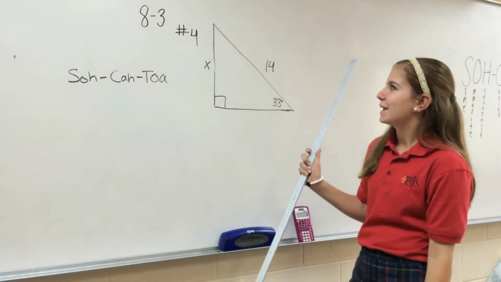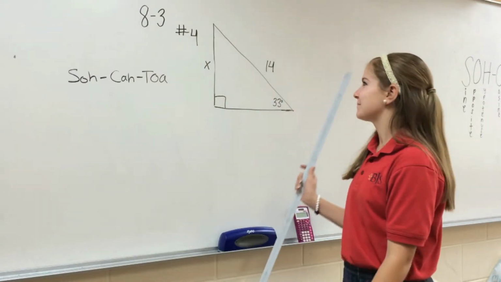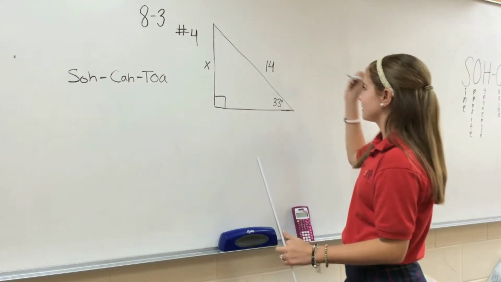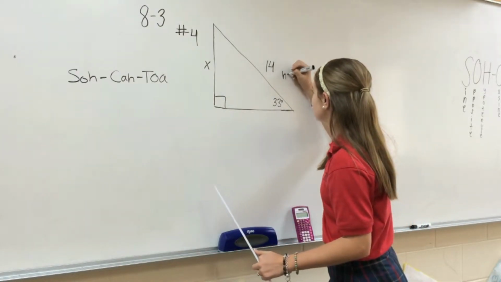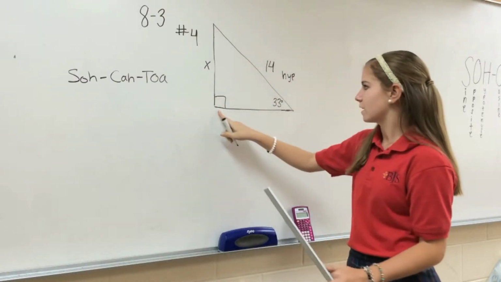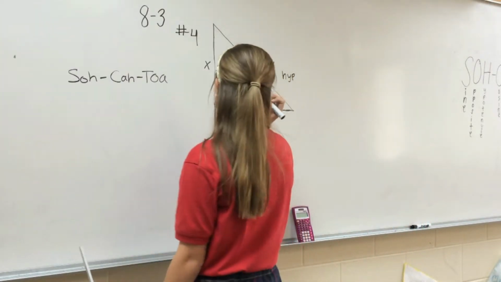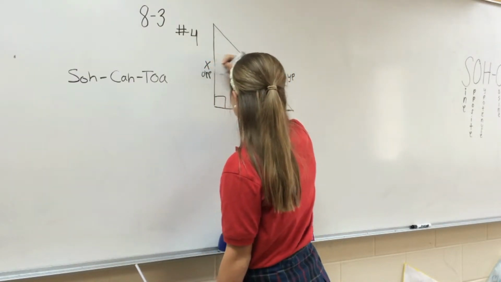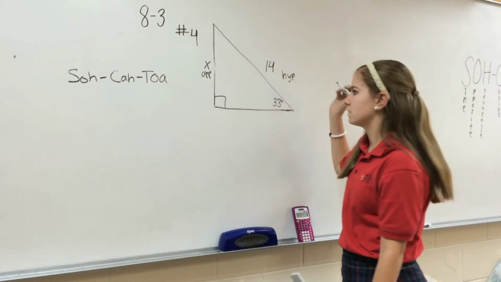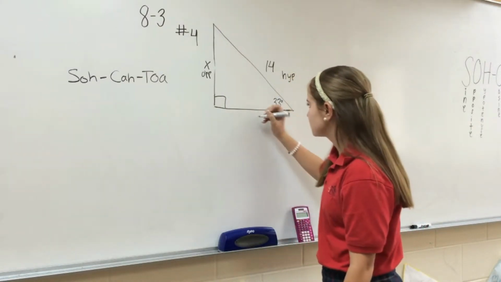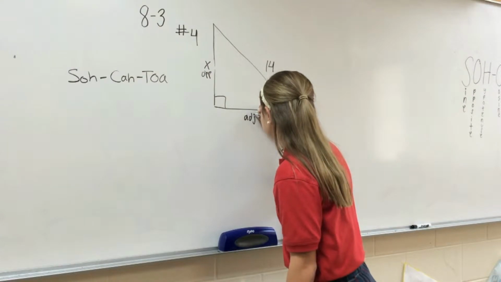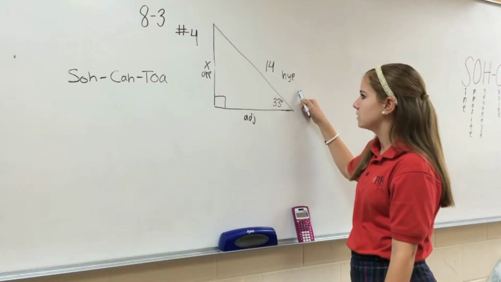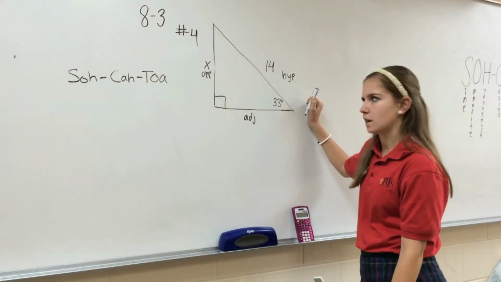We're doing number 4 on 8.3, and you start by labeling. 14 is the hypotenuse because it's opposite of the right angle, or 90-degree angle. X is the opposite because it's opposite the angle given, and this is the adjacent. So now you work it out. You're looking for X and you have the hypotenuse, so you're going to do sine.